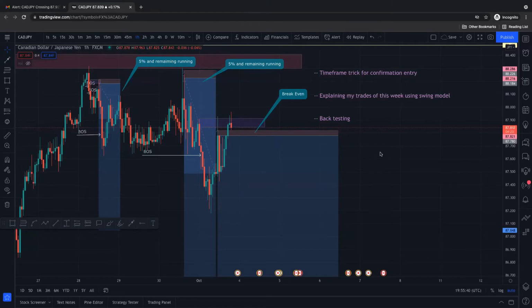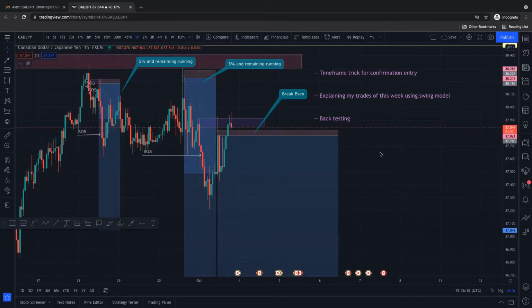Today's topic is a time frame trick for confirmation entry. If you are using the confirmation entry that I explained in earlier videos, this will be helpful to see on which time frame you want to see the confirmation entry based on your order block. For example, let's say your order block is daily and you have not refined it. On which time frame do you need to see the confirmation entry? It's very important.